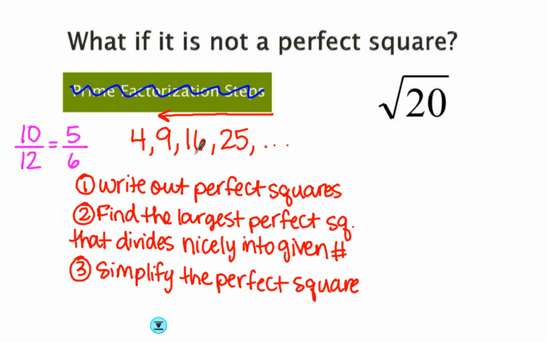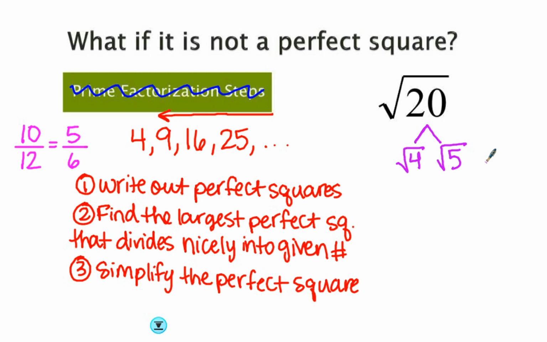So does 16 divide nicely into 20? No. Does 9? No. Does 4? Yes. All right, so just in the same way that 4 times 5 is 20, we can also say that root 4 times root 5 is equal to root 20.